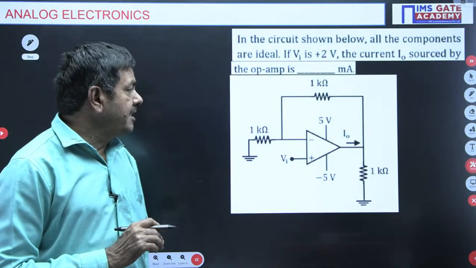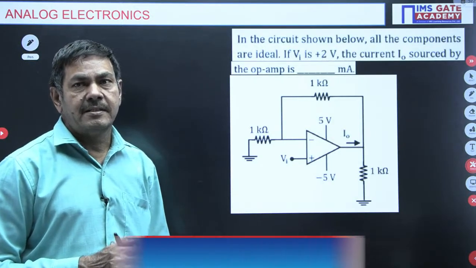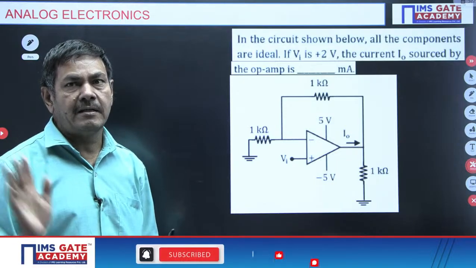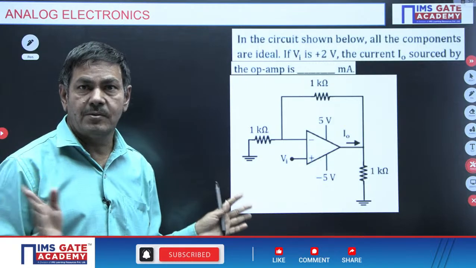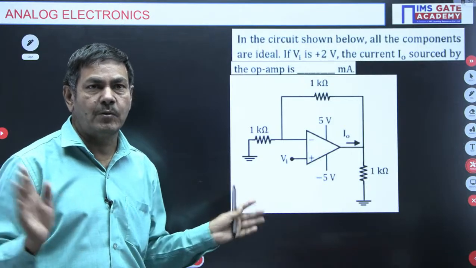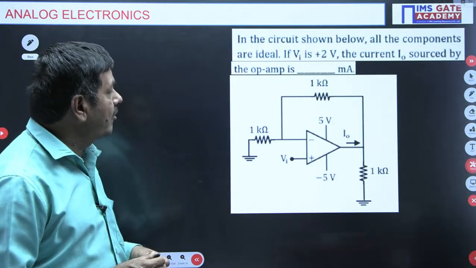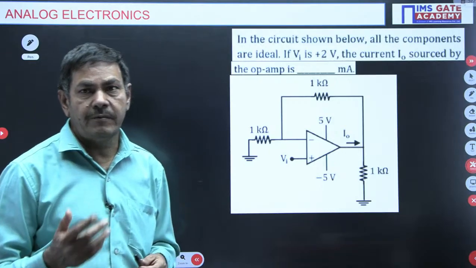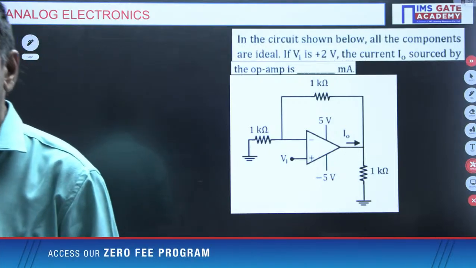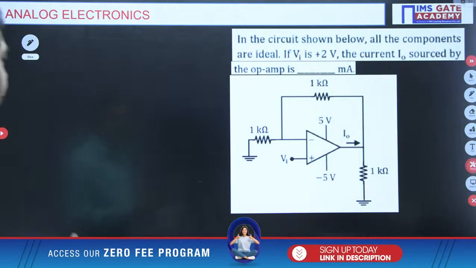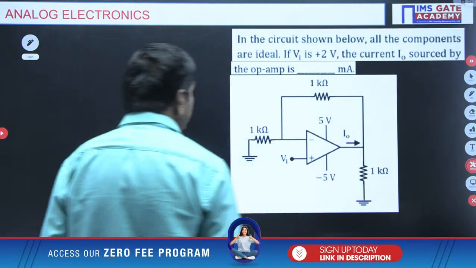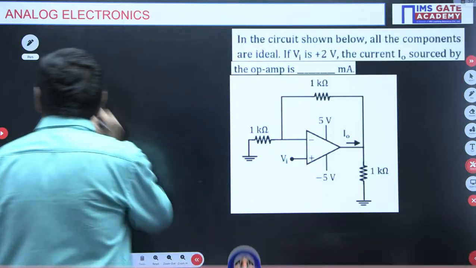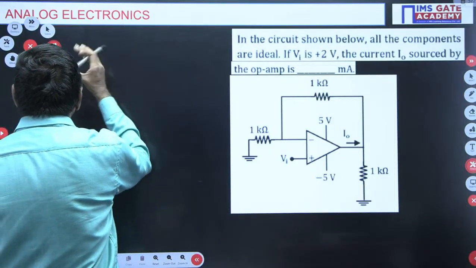If a problem is given, you need to first identify whether the given op amp is ideal or not. The problem clearly says all the components are ideal, so here the op amp is ideal, no doubt. How do we get this I0 value? What is the way to find the I0 value? I'll explain, please watch.